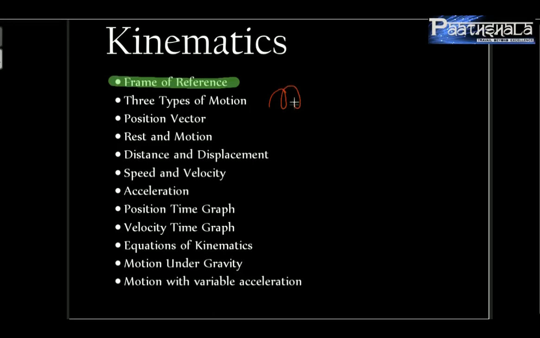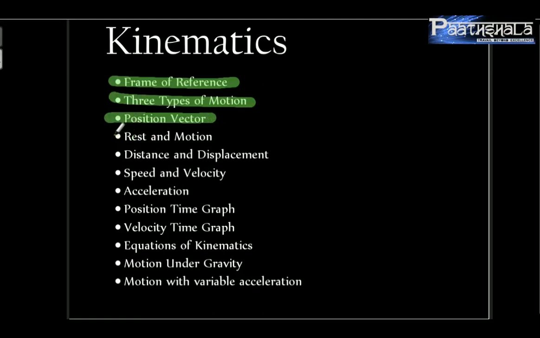This is a helix. Motion along some such path is helical motion. Then we'll be looking at what a position vector is. Let me get this helix out of the way. The next concept is a position vector.